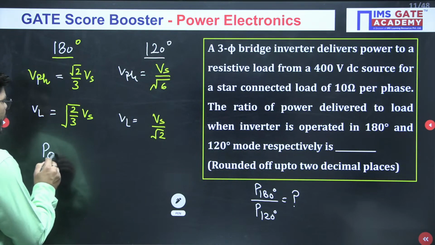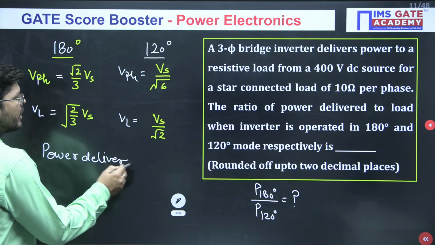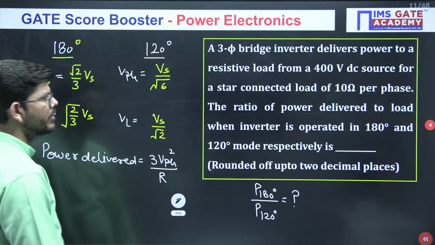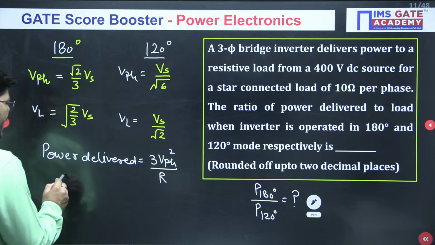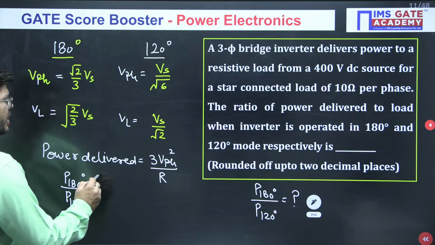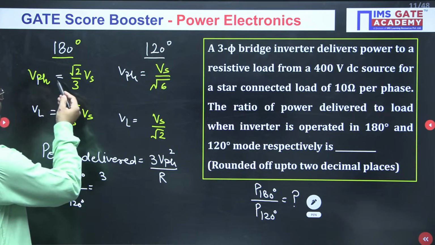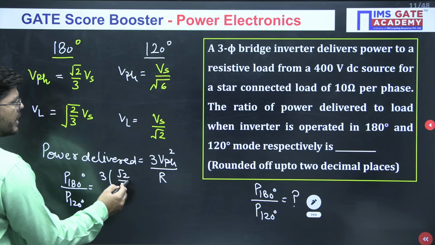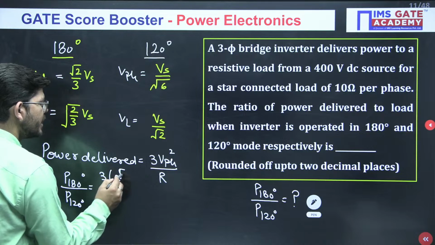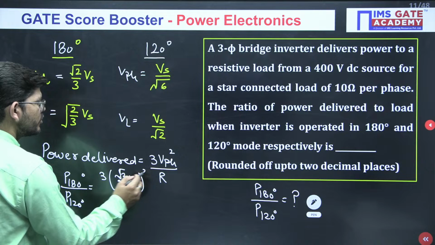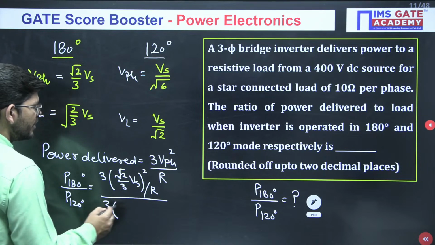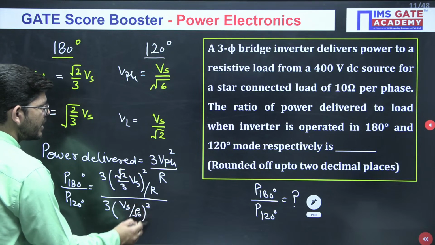Then power delivered. Power delivered will be 3 V phase square divided by the resistance, because we have been given the resistance per phase. Now, to calculate the ratio of power delivered in 180 degree to that in 120 degree, we get 3 V phase, which in 180 degree is root 2 by 3 into Vs. I can simply write Vs here, because it will be cancelled. Root 2 by 3 Vs square divided by R for 180 degree. Similarly for 120 degree, Vs over root 6 square divided by R.